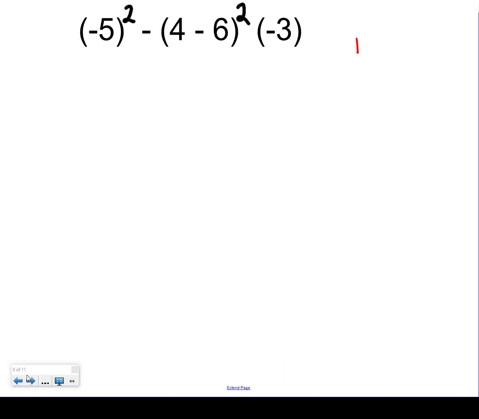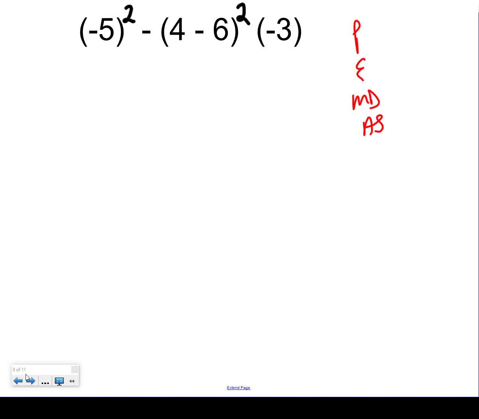Right, write our rules again. Parentheses, exponents, multiply, divide, add, subtract. I realize this is a lot, but it's just one of those things where repetition is how you perfect your skills for these. If you don't work a lot of problems, you're not ever going to get any better at these, okay? All right, so parentheses.